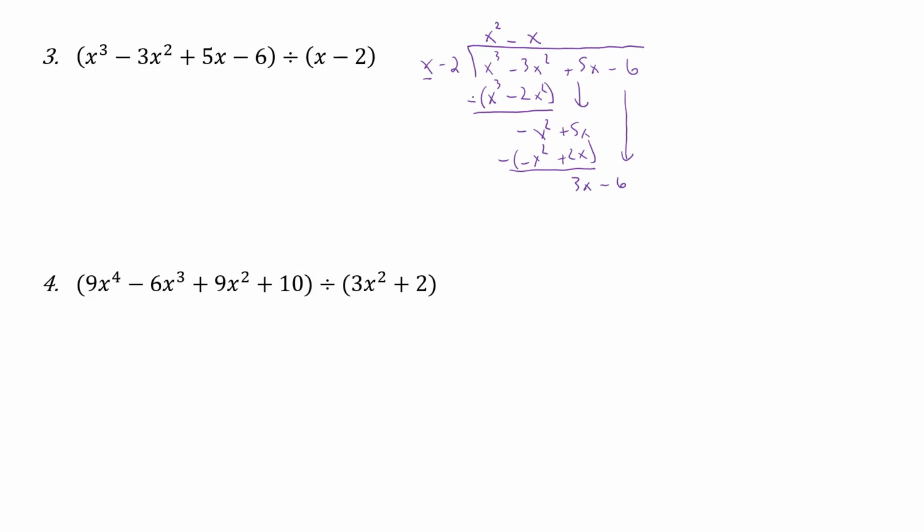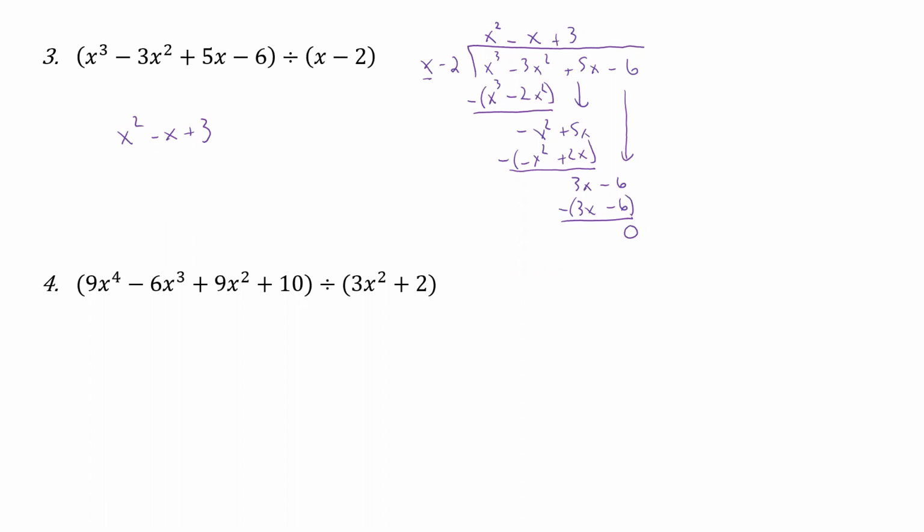And to get from x to 3x, we have to multiply by a positive 3. And so that's going to give us 3x and then minus 6. Subtract that, that's 0. Subtract that, that's 0. So this one has no remainder, and so our answer is just x squared minus x plus 3. All right, so any questions on that one?